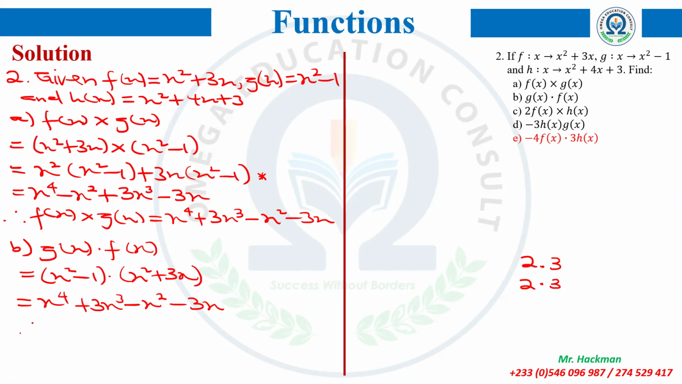So again, you draw your conclusion. Therefore, g of x dot f of x is equal to, here it is already arranged in the form that you want, in descending powers of x. So x to the power 4 plus 3x cubed, minus x squared, then minus 3x. All correct?